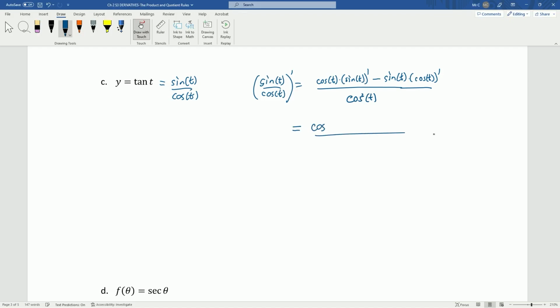Okay, so we'll deal with the numerator first. The derivative of sine is cosine. Derivative of cosine is negative sine. So cosine times cosine is cosine squared. Now we have negative sine of t times negative sine of t. The negatives cancel. I get a positive sine squared of t.